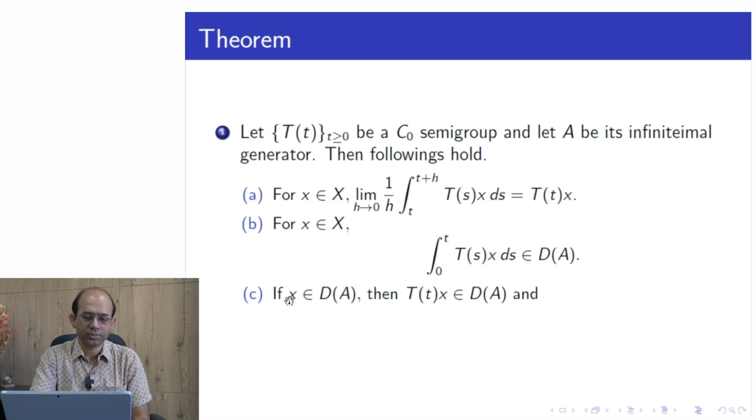Now this result is saying that if small x is in the domain of A, that means it is not anywhere in capital X, but actually in the subspace, the domain of A, then we can say that T(t)x is also in the domain of A. This is not true otherwise, correct? When small x is not in the domain of A, but only in capital X, we cannot conclude this. However, if small x is in the domain of A, then the application of the semigroup on small x is in the domain of A.